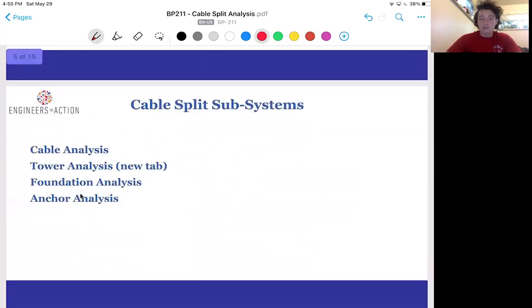Now, when we discuss splitting the cable force vectors, this will affect the cable analysis, tower analysis, foundation, and anchor analysis structural subsystems, and is important to build this into your design tool for Tier 2 calculations.